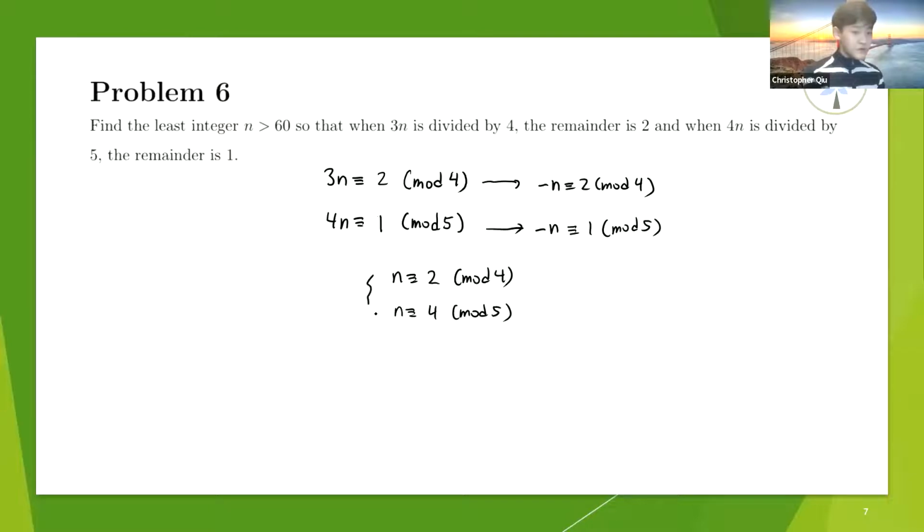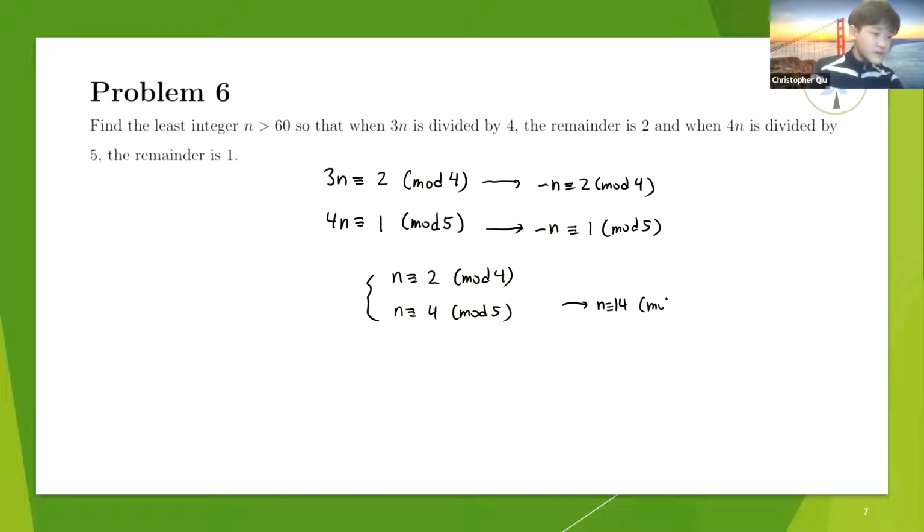Now we have these two conditions on what n can be. So let's find the smallest possible number for which this happens. We can check n equals 4 does not work because 4 is congruent to 0 mod 4. 9 does not work either because 9 is odd. And then our next number that we could try is n equals 14, and we see that n equals 14 satisfies these two constraints.